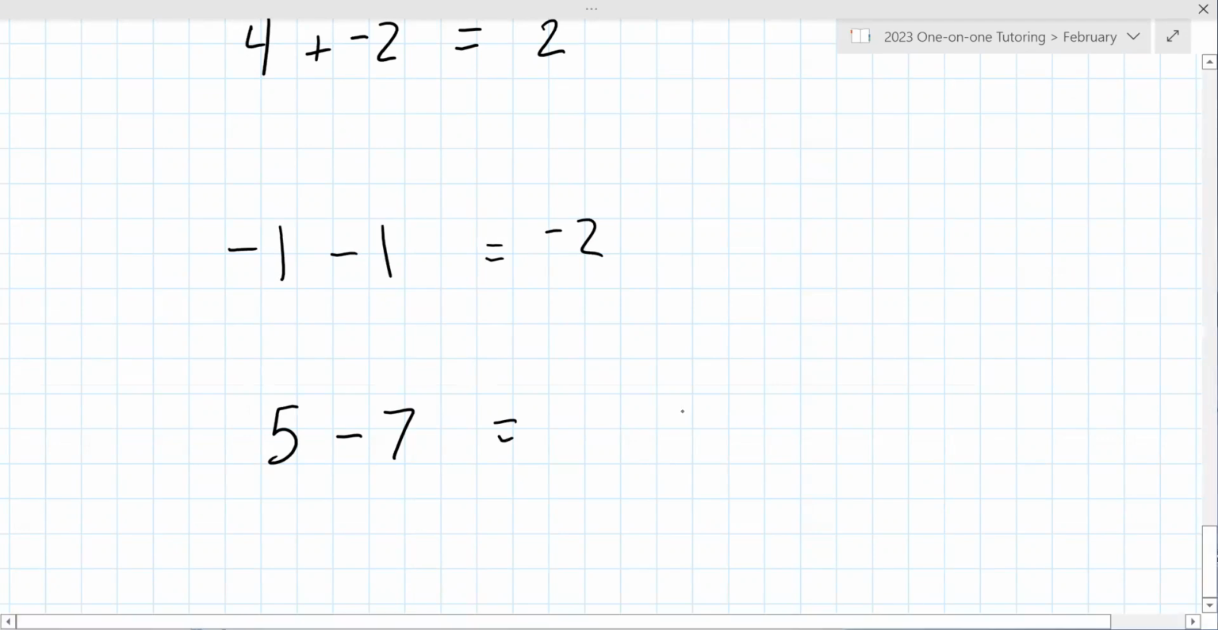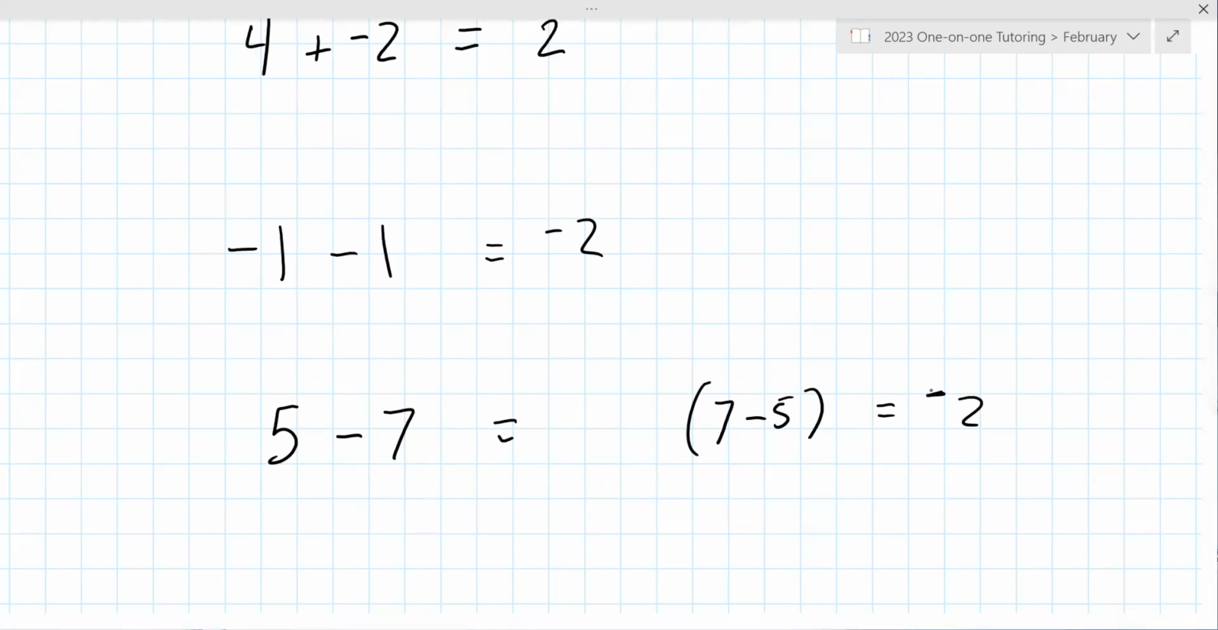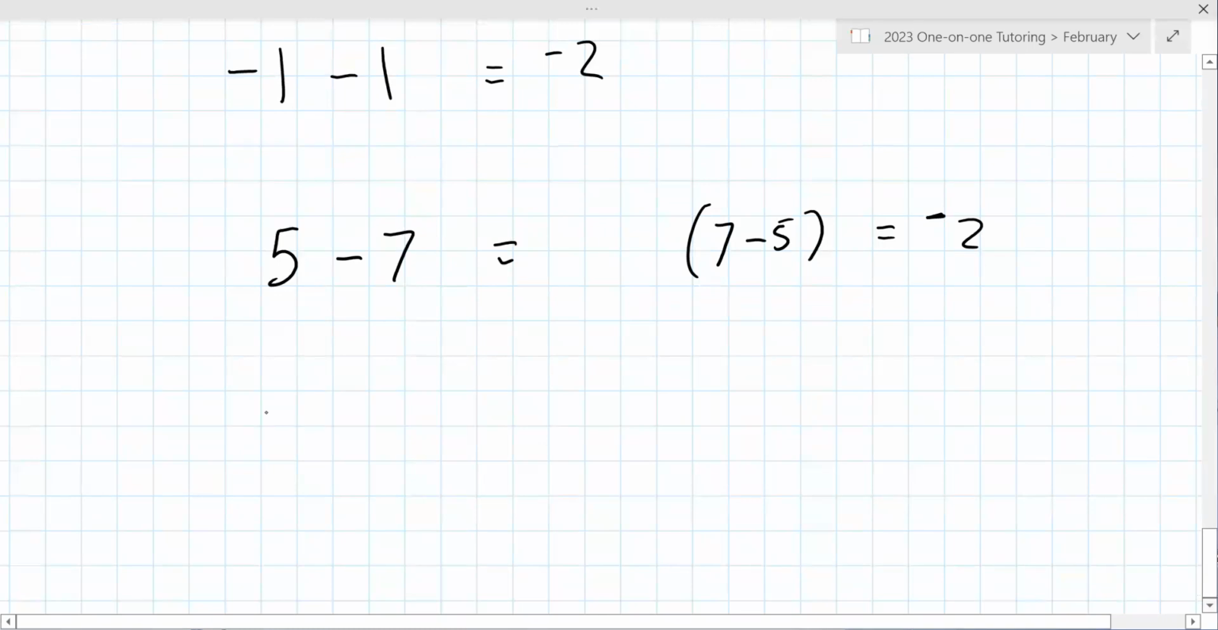-2. Yeah, you see I'm uncertain again. It's 7 - 5. Okay, that's for sure. And which is further from 0, the 5 or the -7? Oh, -7. Yes, and that's how you determine the sign. I thought it was just regular math.